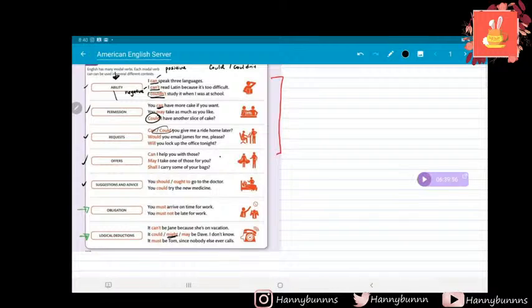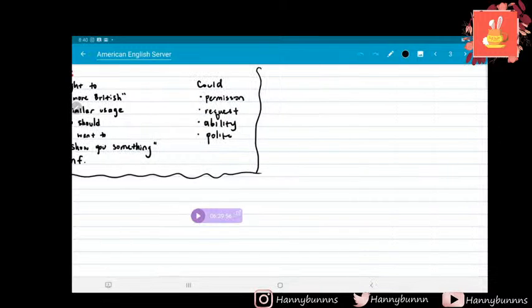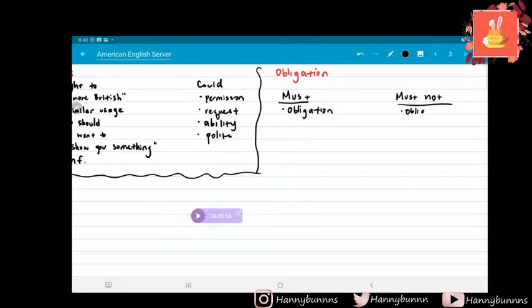Next, must and must not. This one is straight up obligation, as in you really don't have a choice. So let me write it here. So we have must and must not. So as you can see, must is the ultimate form of you have to. Basically. So this is obligation. Definite obligation for both of these. So no exceptions.